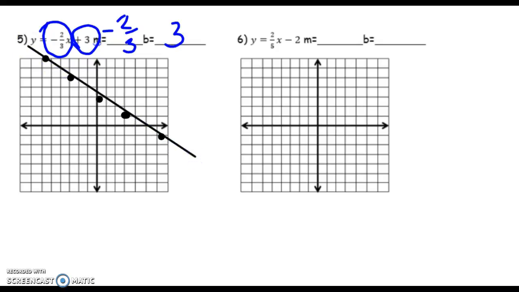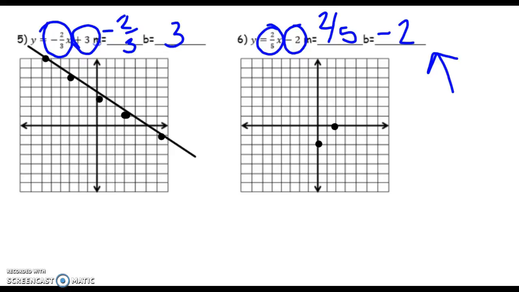And my last one here on this page is a positive 2/5 and a negative 2. So that becomes my M, that becomes my B. I always start with my B. So I go down to negative 2, then I'm going to go up 2 over 5.